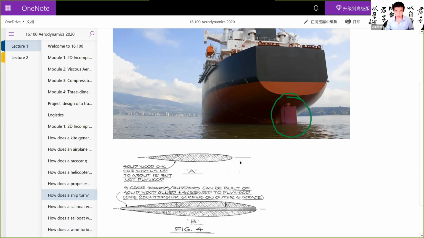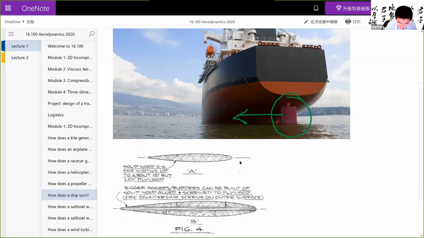What generates the turning moment is actually a force, right? So for example, when the rudder here is deflected towards the right, what generates the turning moment is a force towards the left, right? That's the force that makes the ship turn towards the right. And what is that force? That force is a force, again, perpendicular to the free stream, right?